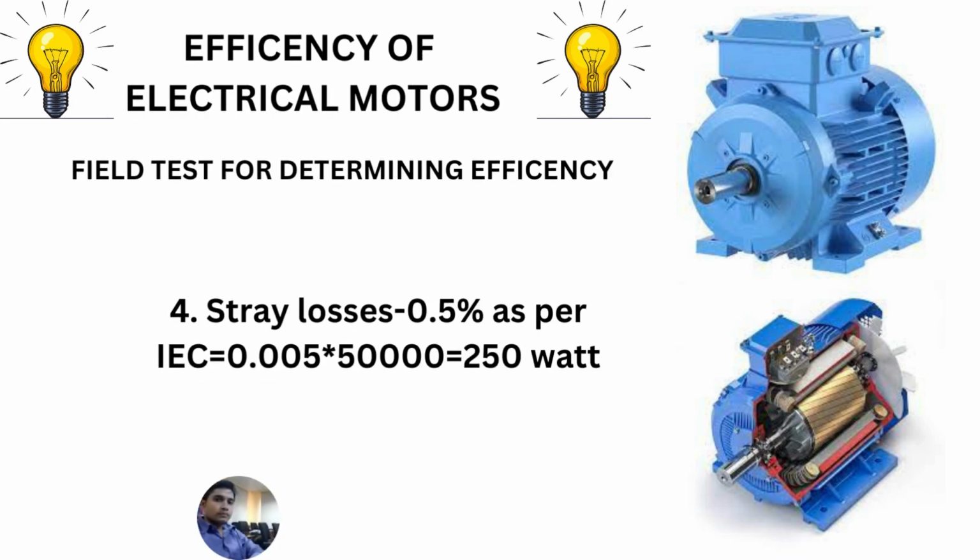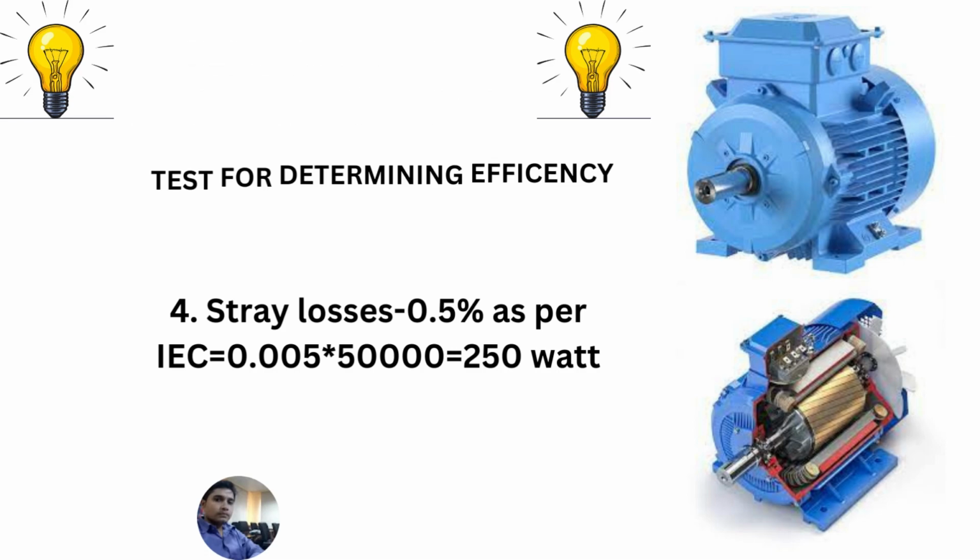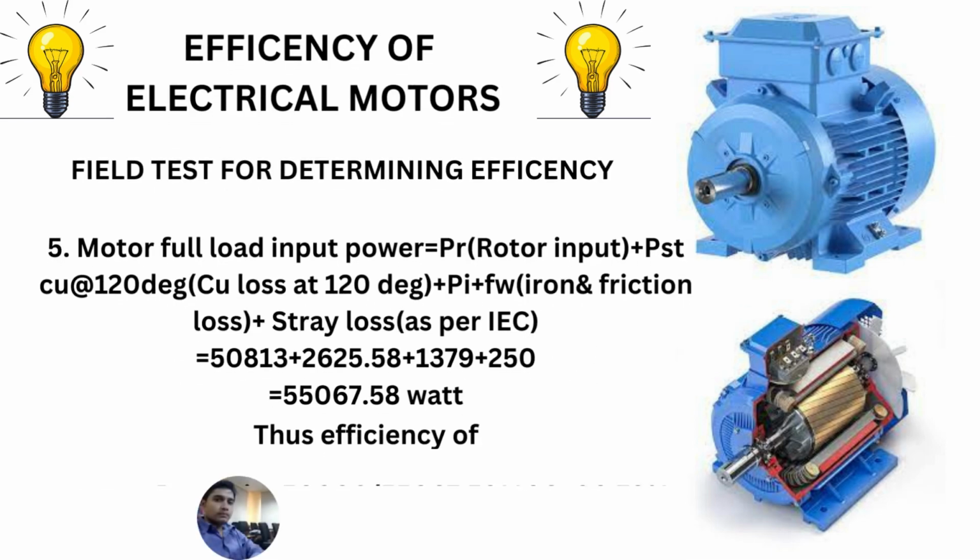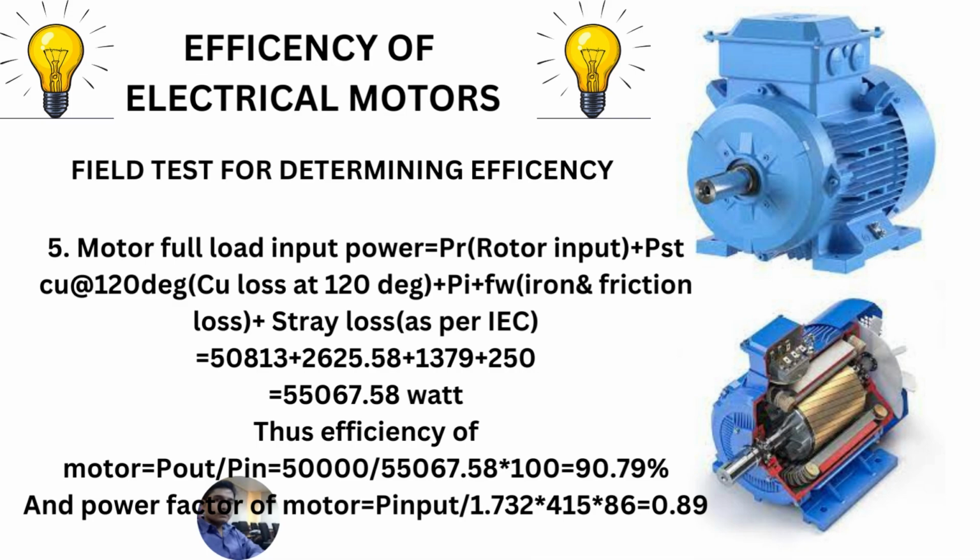Now, step number 4, the stray losses. Stray losses we are considering 0.5% as per IEC standard. So the loss is equal to 0.005 multiplied by 50 kilowatt, which is equal to 250 watt.